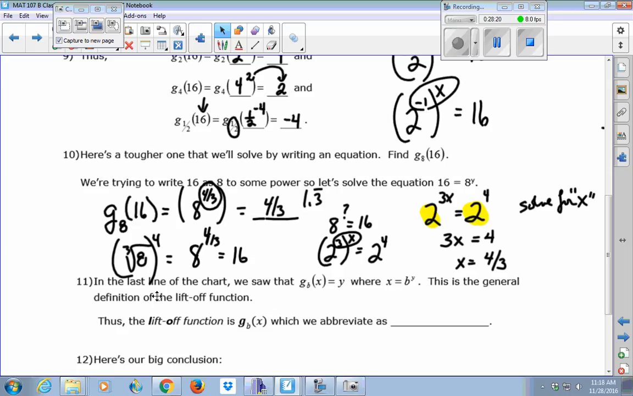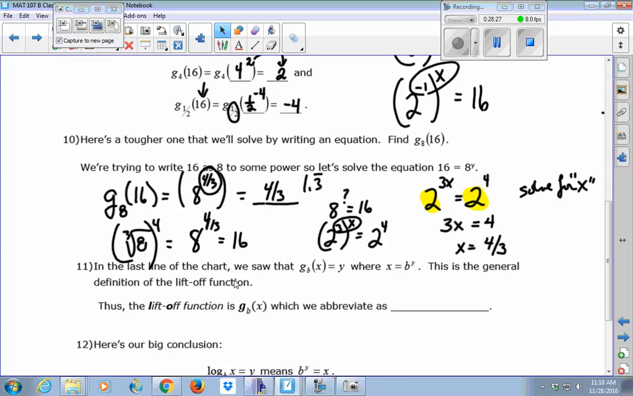All right. So in the last line of the chart, I didn't put the chart in. As you can see, I've made an addendum to these class notes. I didn't do the class notes as they were written. This is how I used to teach the liftoff function idea. We would have a chart where you'd go in and fill it in. But we've just filled in a bunch. So what did we just see?